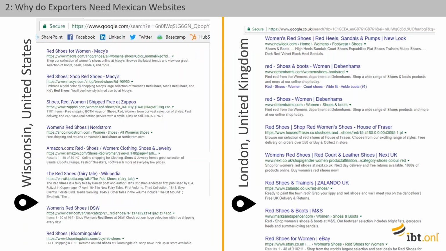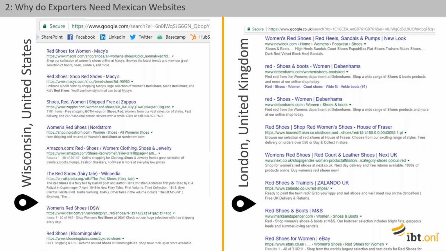So Samantha, at the time in Wisconsin, went to google.com. What did she get when she typed in red shoes? She got things from Macy's and Zappos and Nordstrom. And me sitting in London, I went to google.co.uk, that's my search engine here in London. I said red shoes, and got Debenhams and House of Fraser and Zalando and M&S, very different retailers, very different outcomes. Same search engine, same words, different results.